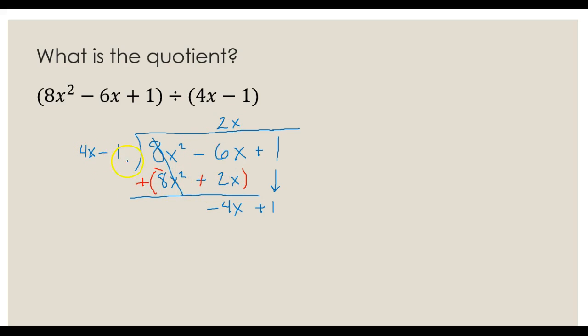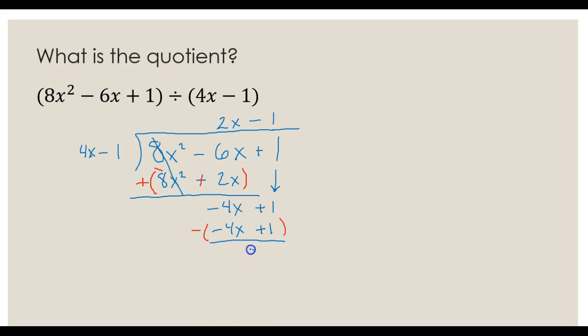How many times does 4x go into negative 4x? Well, negative 1 time. And that negative 1 goes above the top line there, right above the column where we have all our numbers without an x. Negative 1 times 4x is negative 4x, and negative 1 times negative 1 is positive 1. And so you can see that these are exactly the same. So when we subtract two things that are exactly the same, then you get 0. We're going to subtract negative 4x minus negative 4x is 0, and 1 minus 1 is 0.